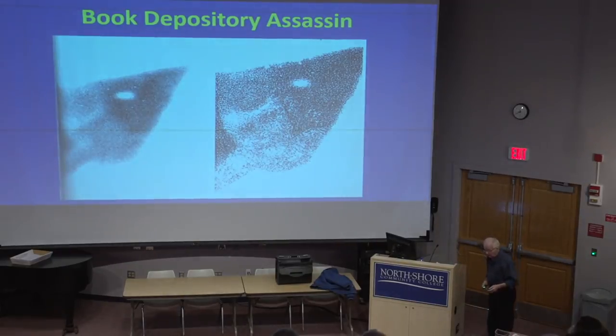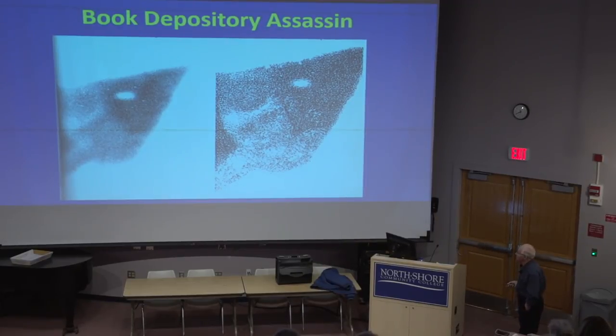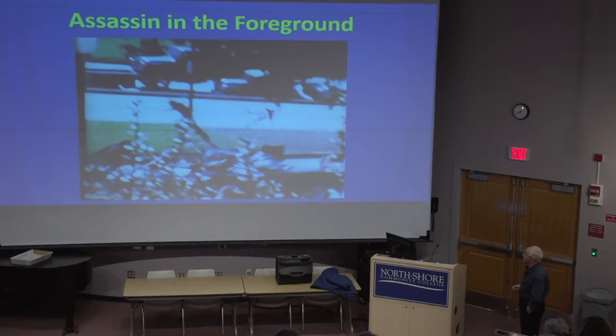And here we have some additional enhancements done by Robert Groden of actual, we assume, assassins. This fellow is situated over at the far end of the sixth floor of the book depository. It isn't a very good picture, but it was the best that was possible. But it indicates that there was more than one individual up there on the sixth floor of the book depository at the time of the assassination.